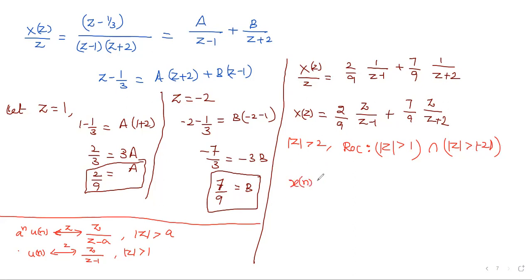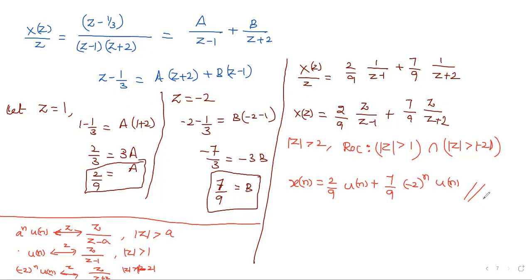So now x of n will become 2 by 9, z by z minus 1 is u of n, plus 7 by 9, z by z plus 2. That means minus 2 whole power n, u of n. The Z transform is z by z plus 2, where mod z is greater than 2. That is, mod z is greater than minus 2. Now 7 by 9 into minus 2 whole power n u of n. So this is one more numerical based on the partial fraction method.